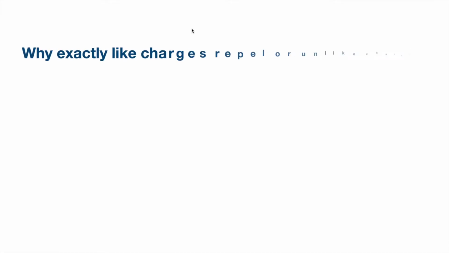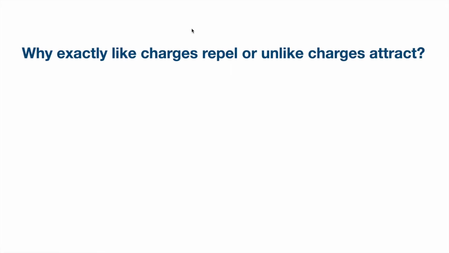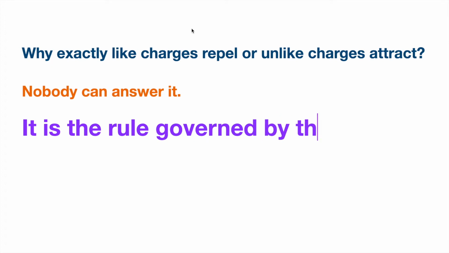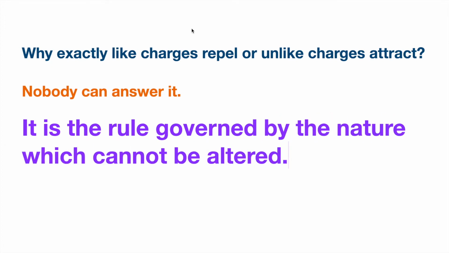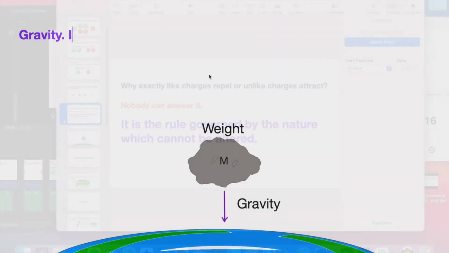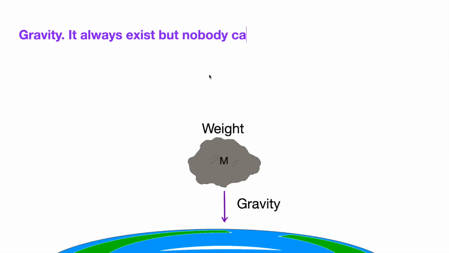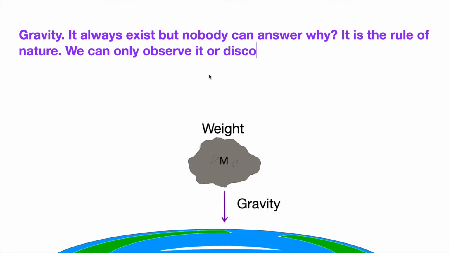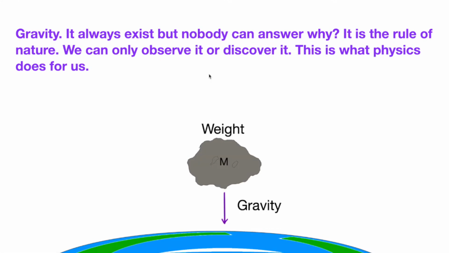Now if you ask me why exactly like charges repel or unlike charges attract, I can't answer it. In fact, nobody can answer it because it's the rule governed by nature which cannot be altered. For example, gravity. It always exists but nobody can answer why. It's a rule of nature. We can only observe it or discover it. This is what physics does for us.